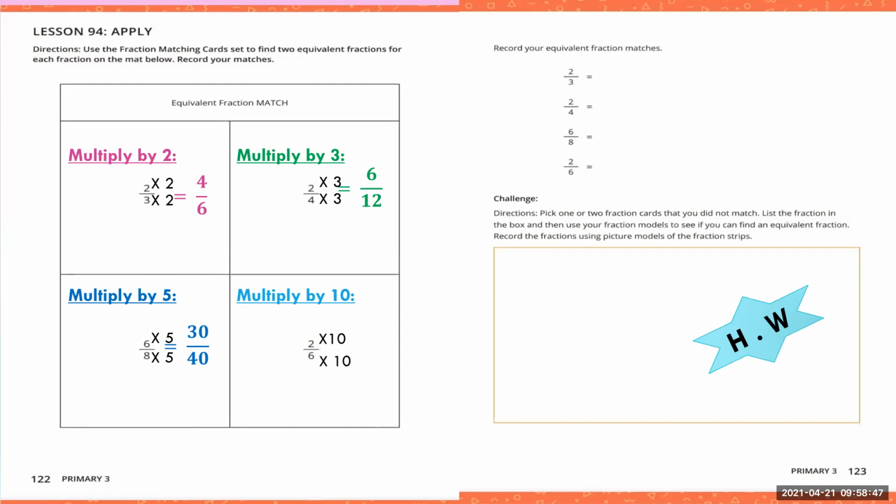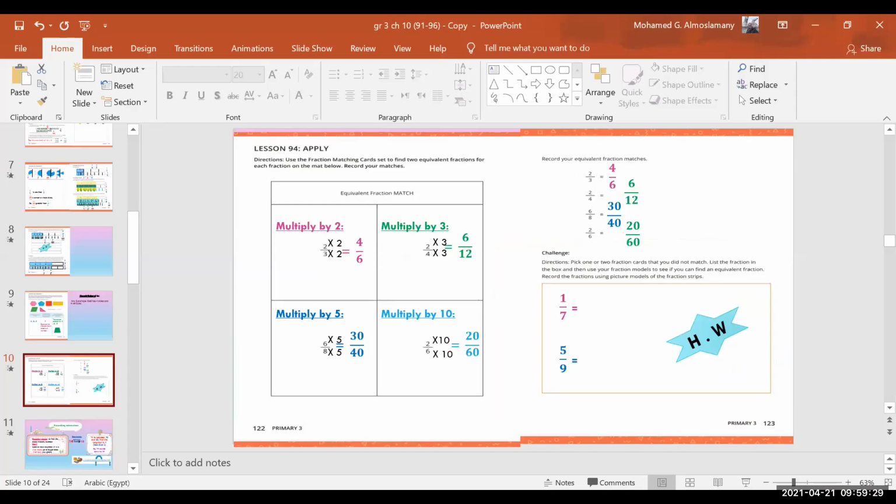2 times 10 equals 20. And 6 times 10 equals 60. So, to find any equivalent fraction, we should multiply up and down with the same number. Lorraine, focus with me, please. We said before, equivalent fraction means we will find another fraction with the same value.